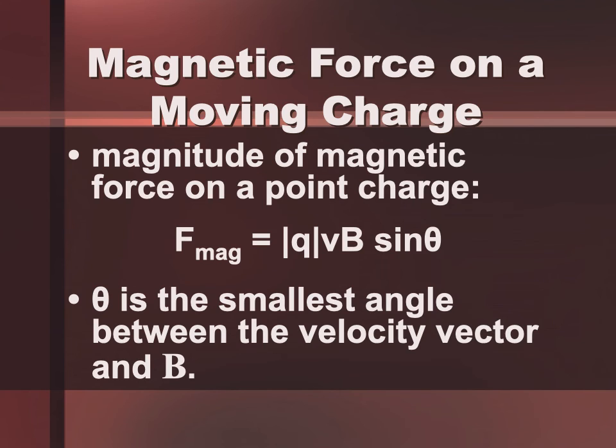So the magnitude of the force is equal to the charge. We're not worrying about which directions; we only care about the magnitude here. The velocity, that's actually speed there because there's no vector sign, the magnetic field strength, and the sine of theta. And theta is the angle between the velocity and the magnetic field.